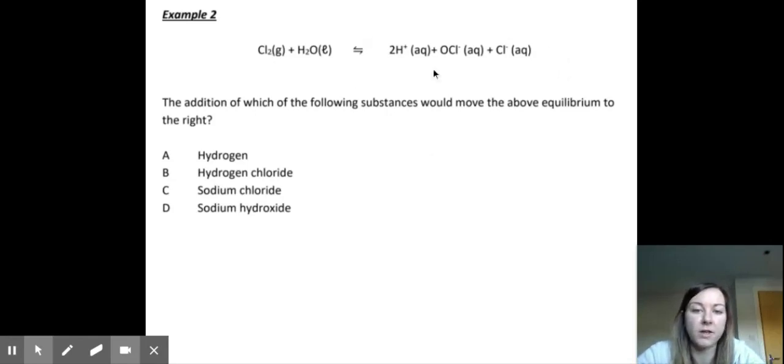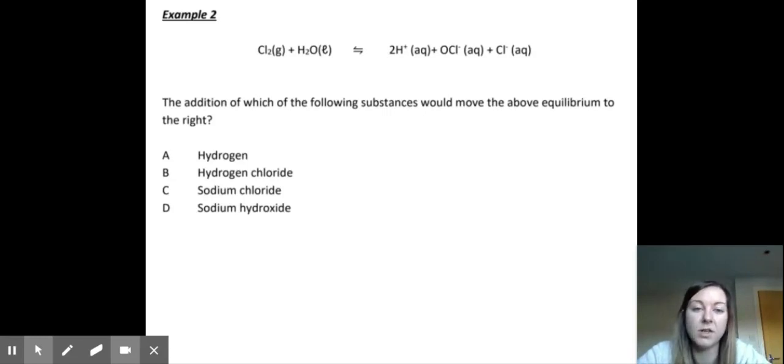Now remember, all of this equation is in the one mixture, in the one test tube if you like. So if we add hydrogen chloride, we're going to add both hydrogen ions and chloride ions. If we increase the concentration of the products, the equilibrium is going to shift to the reactant side and make more of those reactants. So that's not going to shift the equilibrium to the right, that would shift it to the left, so we're not looking for that one.